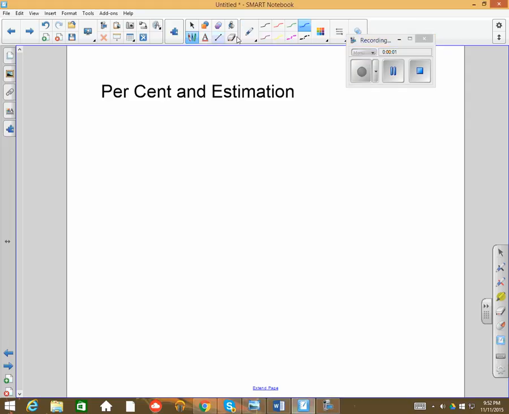Okay, this recording is about percent and estimation from their homework on page 231. Looking at number one, you're supposed to do the even ones, so I'm going to show you the odd.